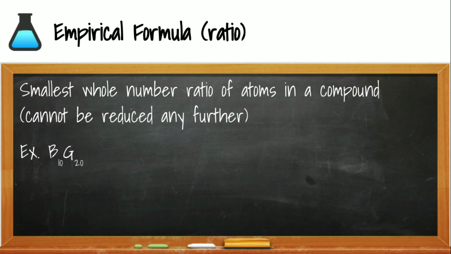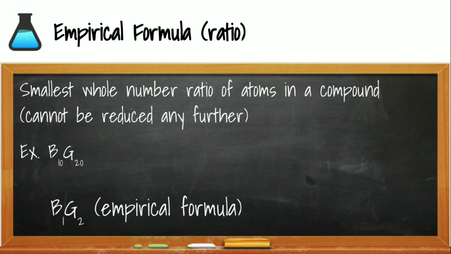The empirical formula is the smallest whole number ratio of atoms in a compound. So for instance, if we took this fictitious compound, B10G20, and we found the greatest common factor between 10 and 20 and divided, we would have an empirical formula of BG2.